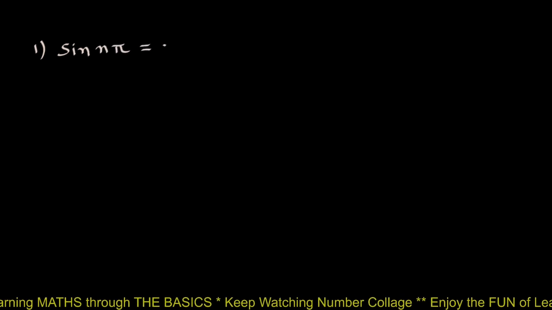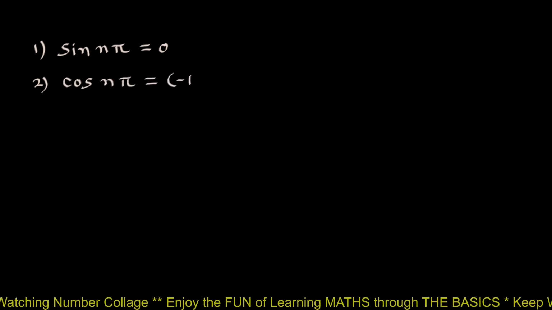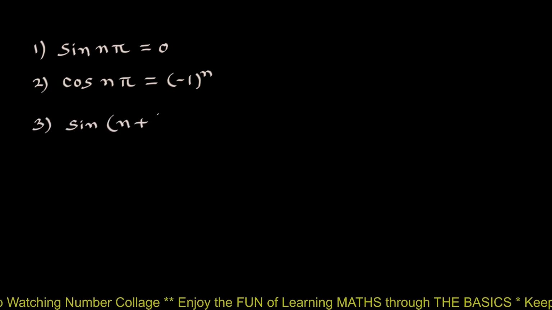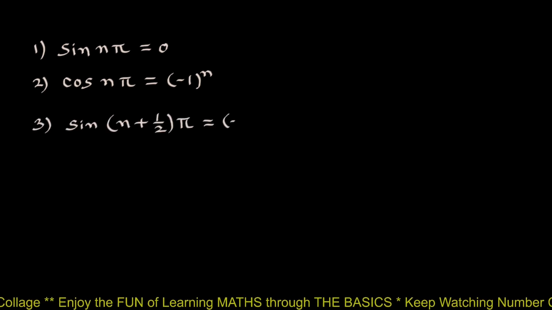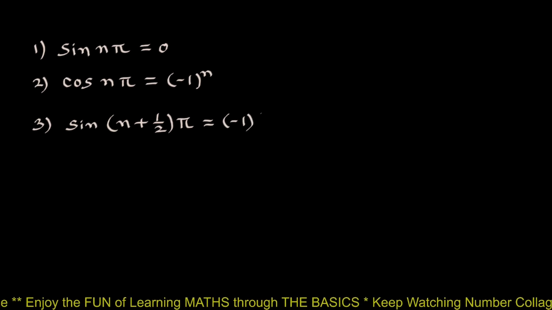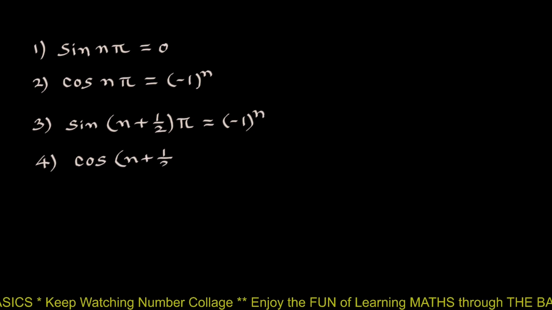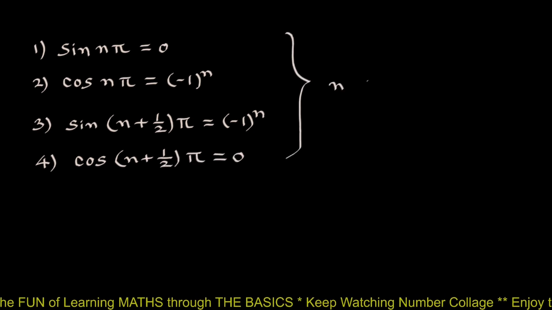At this stage, let us recall four important results. The first being sin n pi is 0. Number 2, cos n pi is minus 1 to the power n. Number 3, sin of n plus half times pi is minus 1 to the power n. And number 4, cos of n plus half times pi is 0, where n is an integer.